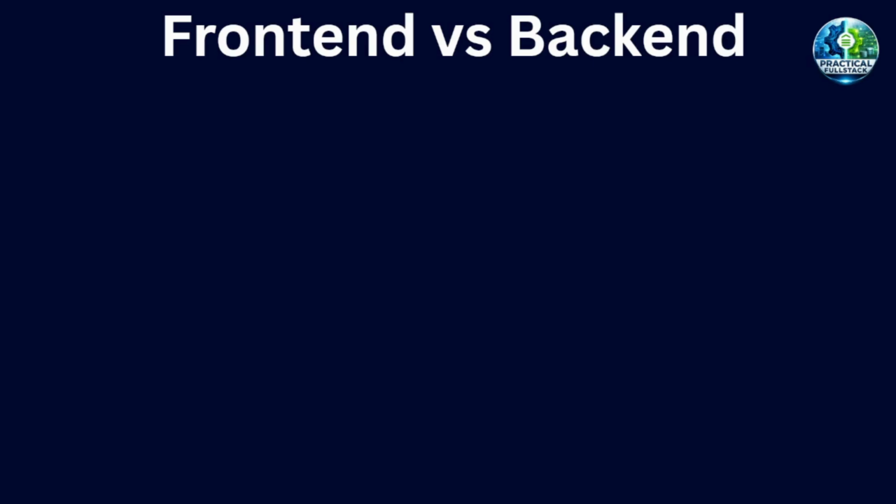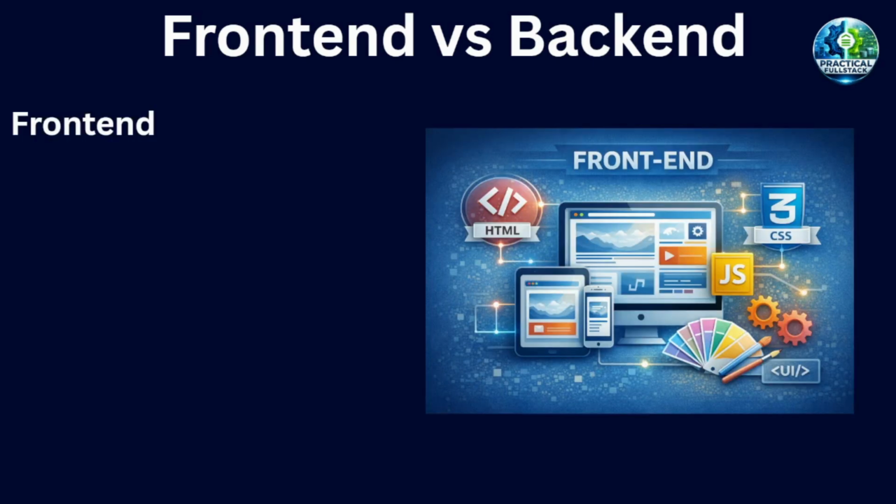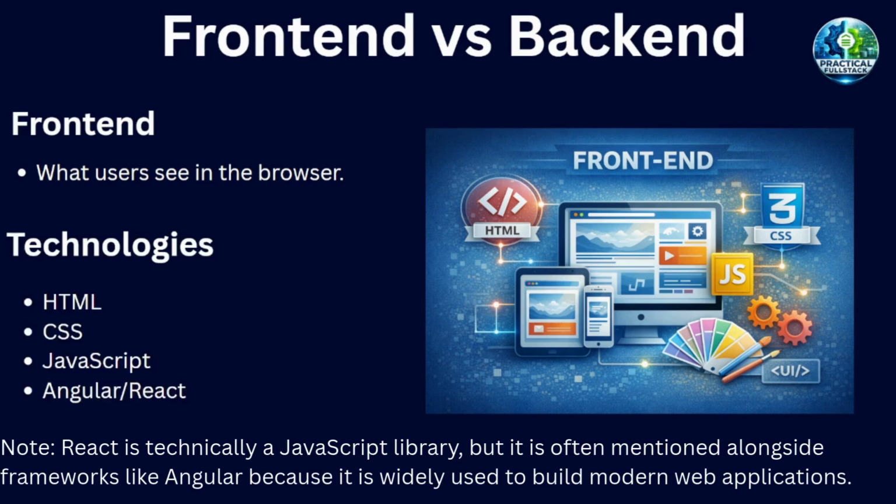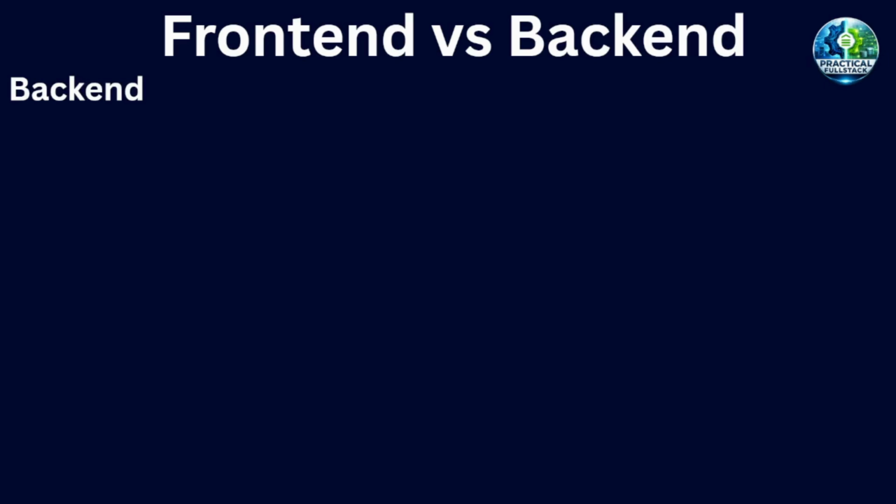Moving on, when building websites, developers usually work with two main parts, frontend and backend. Frontend is everything the user sees and interacts with in the browser. This includes technologies like HTML, CSS, JavaScript, and frameworks like Angular or React. Now let's look at the backend.